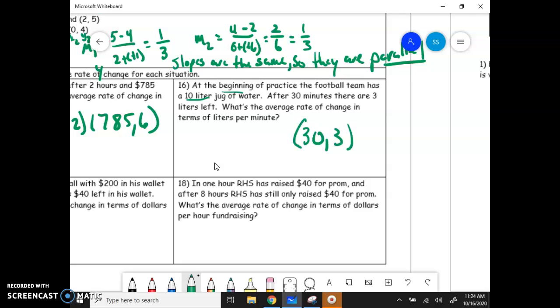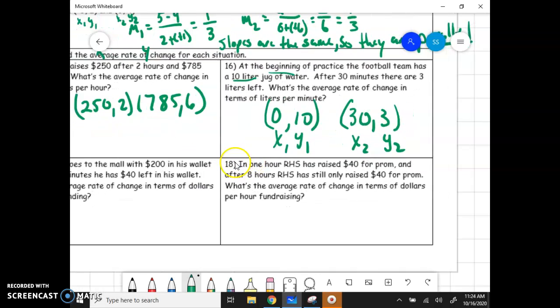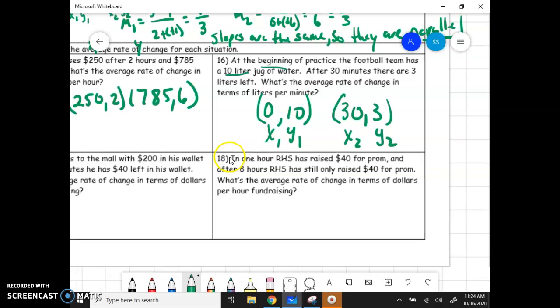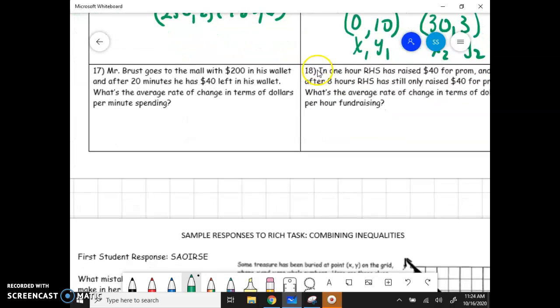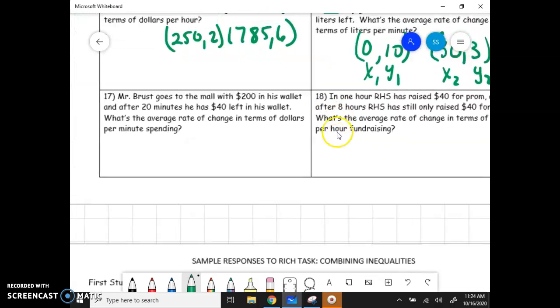But the second one, at the beginning of practice, how many minutes have gone past? Well, that would be 0. Okay, that's the kind of tricky part. So this one's going to be 0, 10, and the other one. So again, x1, y1, x2, y2. Go ahead and find the slope for that one. And let's see, anything funky about this one?